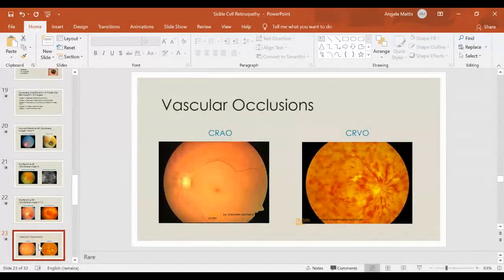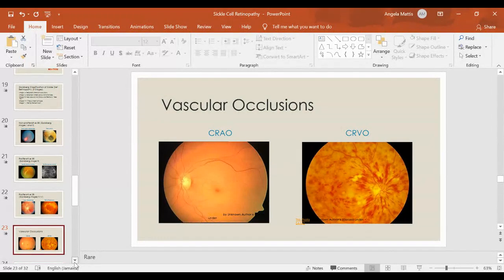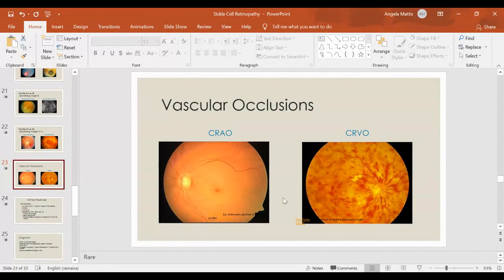Other complications of sickle cell, which are rare, include central retinal artery occlusion, and you can also get central retinal vein occlusion from sickle cell disease. Basically that is self-explanatory, because this occlusion, instead of occurring in our small arterioles, is occurring in our larger vessels. So here is in our large artery, the central retinal artery, or the central retinal vein. So you will get occlusion there.